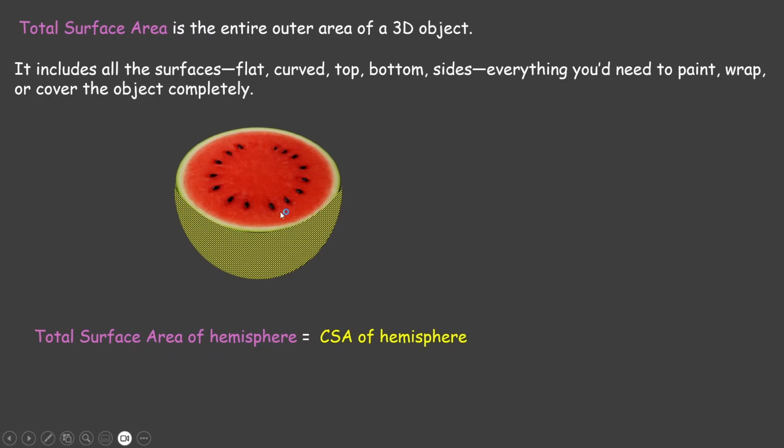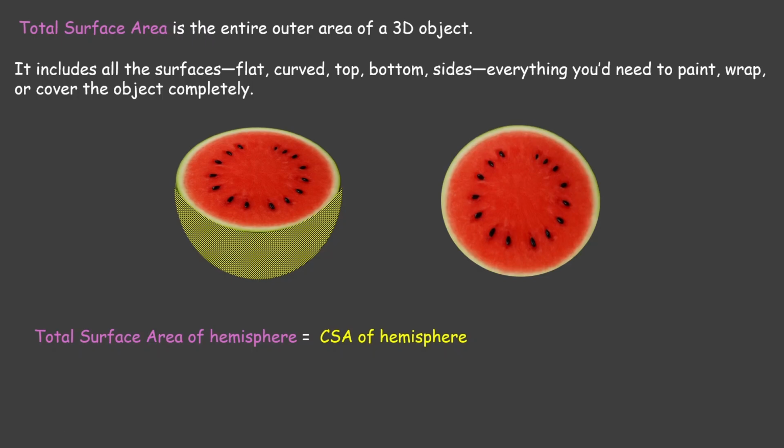And this flat part, the red part in the watermelon, this flat part is also called the base, which is actually a circle if you notice. So we add this area of base in order to get total surface area. Now CSA of hemisphere is 2 pi r square. And the area of base, which is a circle, is given by pi r square. So we add pi r square to it. And 2 pi r square plus pi r square is 3 pi r square. So the total surface area of hemisphere is 3 pi r square.